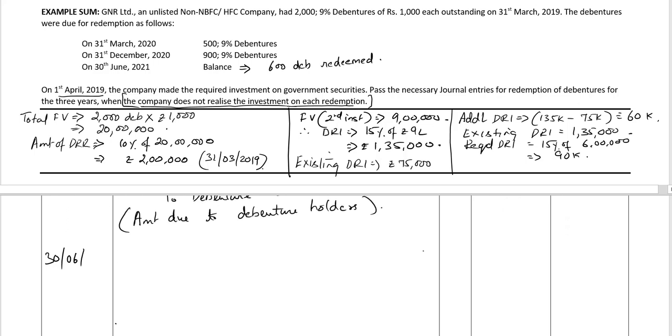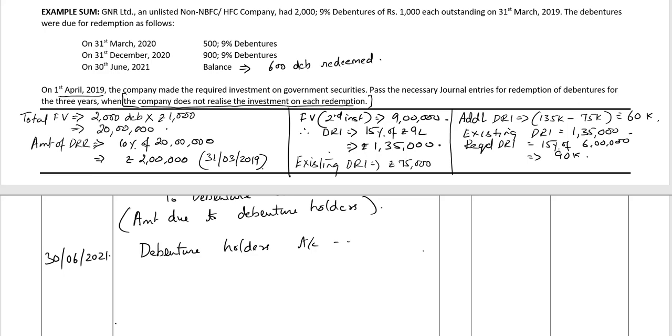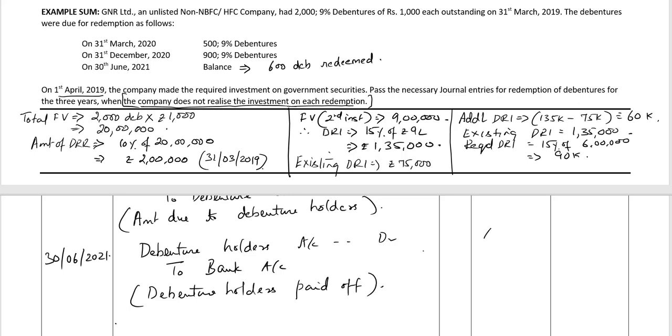On the same date, we'll pay off the debenture holders. Debenture holders account debit, to bank account. For the debenture holders paid off. Amount paid off, third installment, ₹6 lakh.